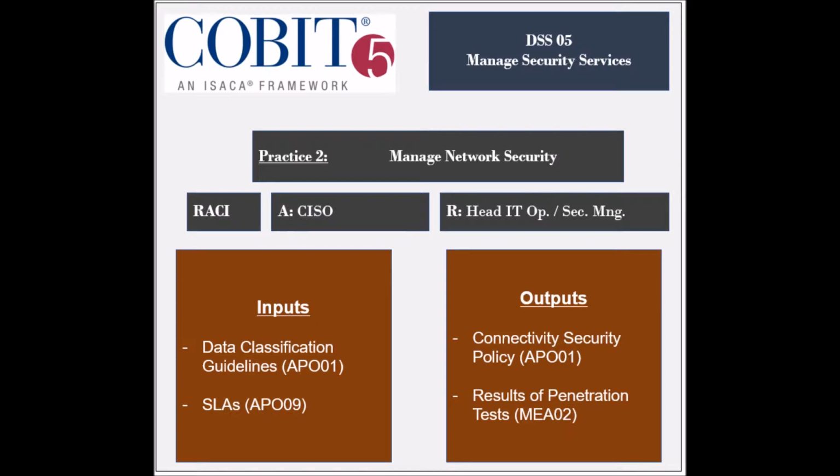The practice receives 2 inputs, which are the data classification guidelines from the AP01 process, and the service level agreements from the AP09 process. It generates 2 outputs, which are the connectivity security policy to be used by the AP01 process, and the results of penetration tests to be used by the MEA2 process.